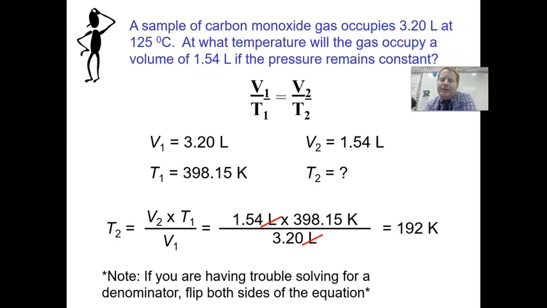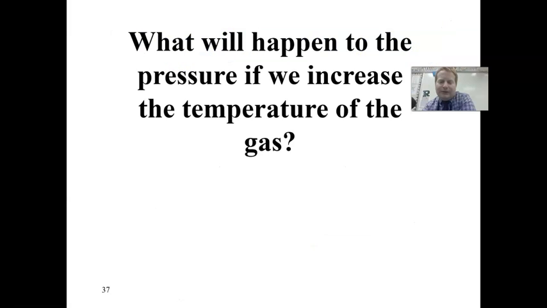And again, we see that our units cancel, so we're on the right track. Also, we see that the volume went down from 3.2 to 1.54. So we would expect the temperature to go down, which it did because it was 398 and it went down to 192. Right? And our 3 sig figs was our lowest number in the problem. So then our final answer is 3 sig figs.